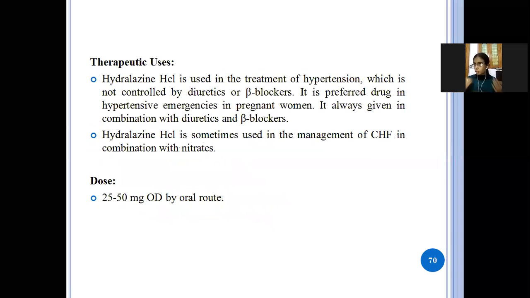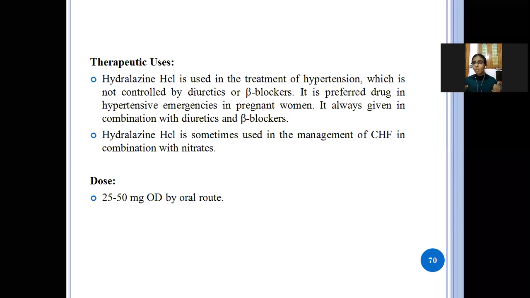Next, uses. So it is used in the treatment of hypertension which is not controlled by diuretics or beta blockers. In such cases this drug is used, and it is the preferred drug in hypertensive emergencies in pregnant women. Means in case of pregnant women, if the blood pressure rises suddenly, for that emergency condition we can use this drug.